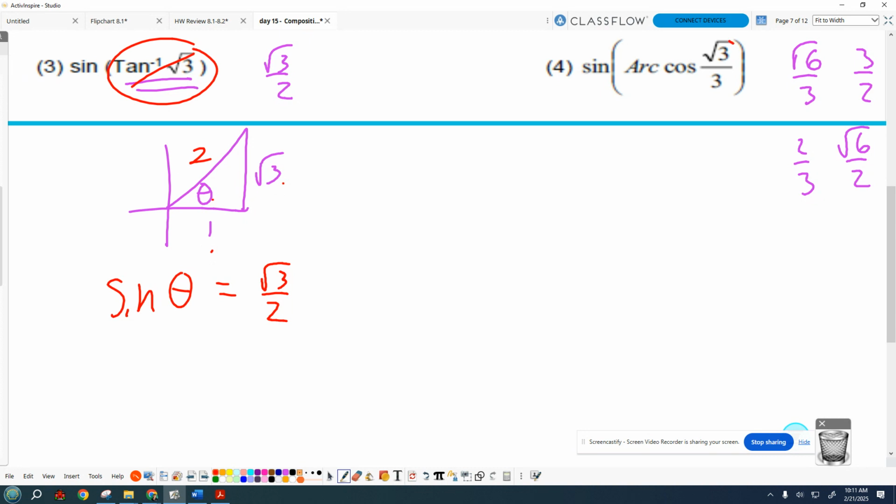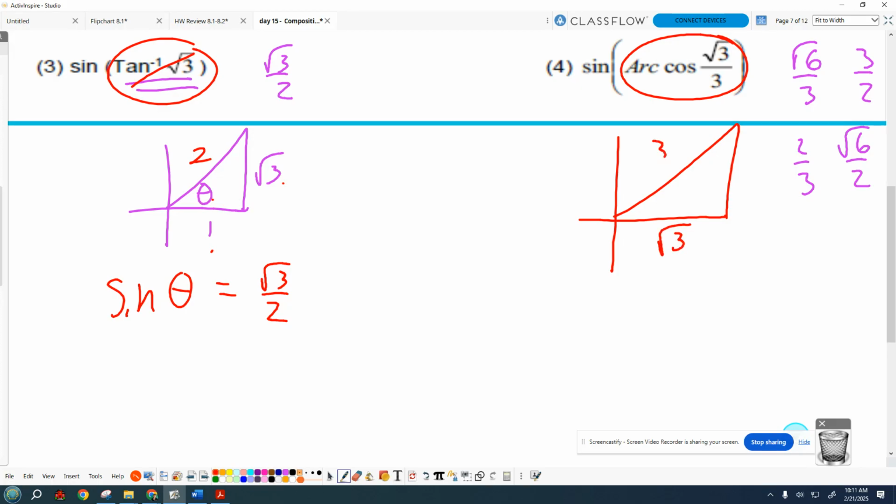Okay, this guy, cosine, it's positive. So positive, I'm gonna draw in this quadrant. Cosine is opposite over hypotenuse or adjacent over hypotenuse? Adjacent, so adjacent over hypotenuse, this guy. Nia, how do I find A?